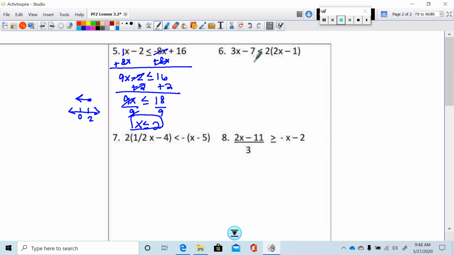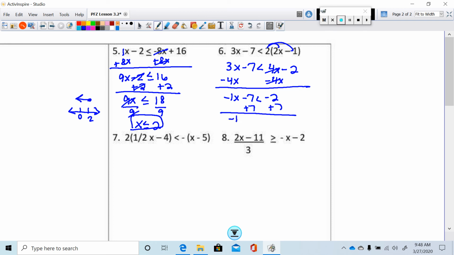Okay, the next one I have to get rid of the parentheses first, so I have 3x minus 7 is less than 2 times 2x is 4x, and 2 times negative 1 is negative 2. I'm going to subtract 4x from both sides because I want the variable out front in order to graph it. 3 take away 4, I've got negative 1x minus 7 is less than negative 2. I'm going to add 7 to both sides. Negative 1x is less than 7 take away 2 is 5.